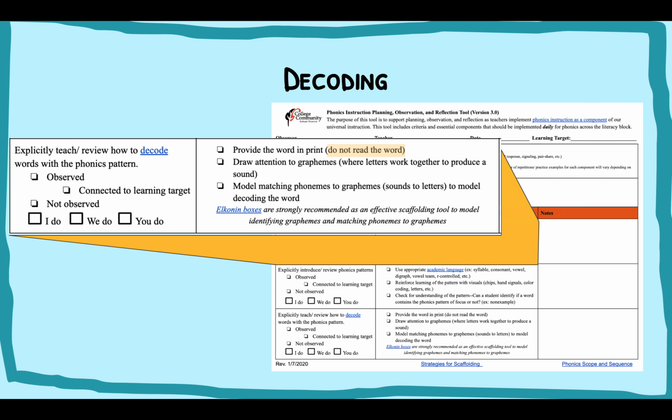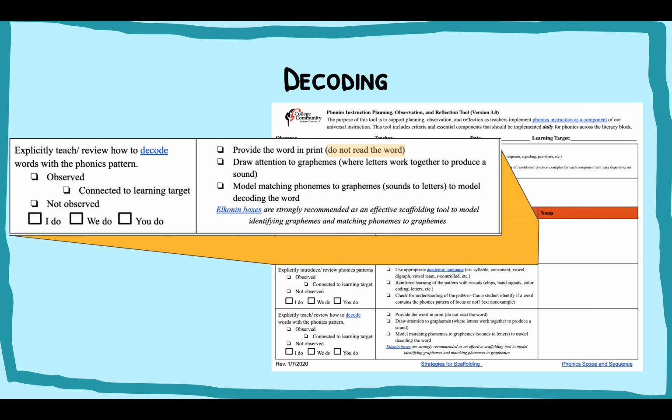Probably the most challenging thing here is that we provide the word in print, but we do not say the word. That's the thing that always trips me up. So we say something like, today we're going to figure out the word C-A-T, not today we're going to read the word cat. As soon as you've said the word, you've taken away that cognitive work for students. You've already done the decoding for them. So just be really careful not to actually say the word, say the letters instead.